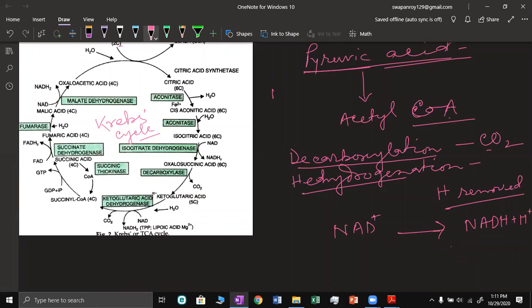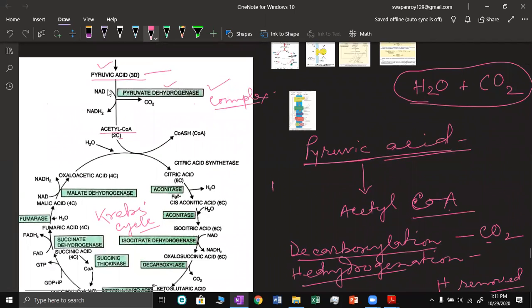Here you can see that NAD has been consumed and NADH2 has been formed. In short, one molecule of carbon dioxide has come out. This is the first molecule of carbon dioxide generated in respiration. In respiration, we know oxygen is consumed and carbon dioxide is released. So this is the first step of the reaction where carbon dioxide has been released, the first molecule.